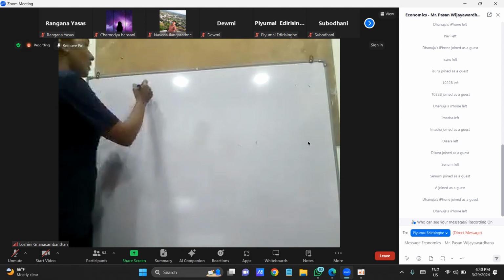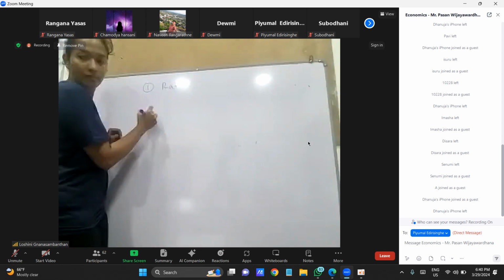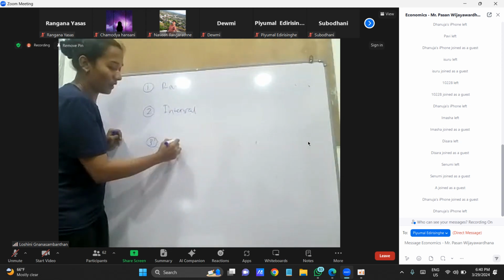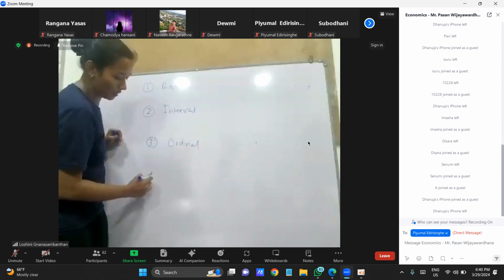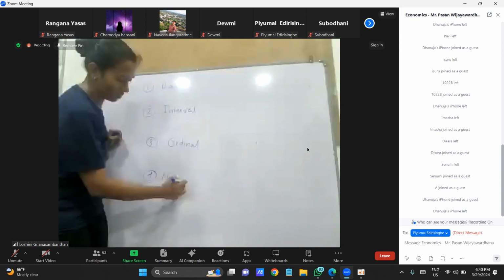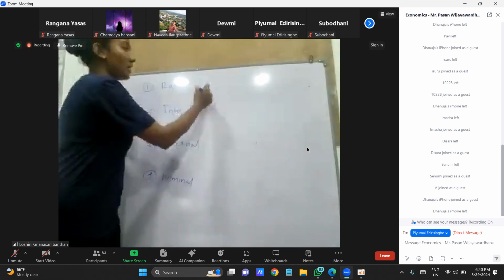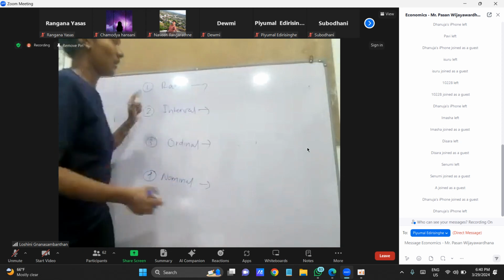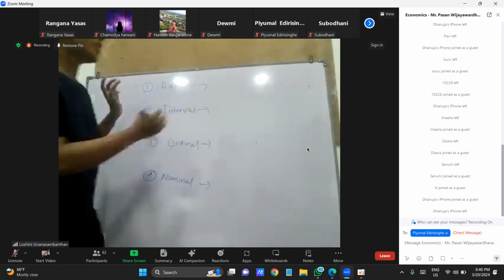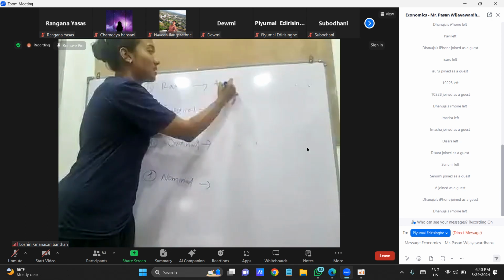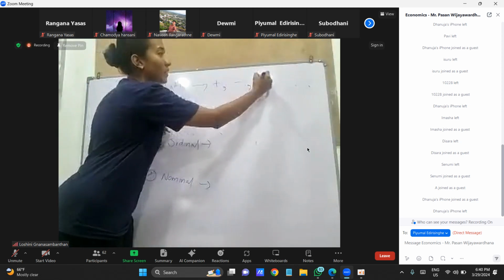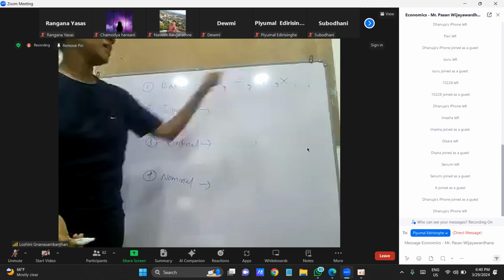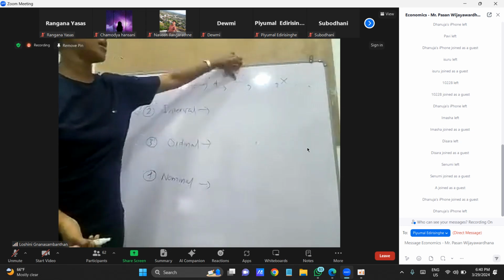So according to that, there are four scales: ratio, interval, ordinal, and nominal. Let me say it in simple terms. In the ratio scale, you can do all functions of mathematics: addition, subtraction, division, and multiplication. You can do all this using ratio measurement scales.